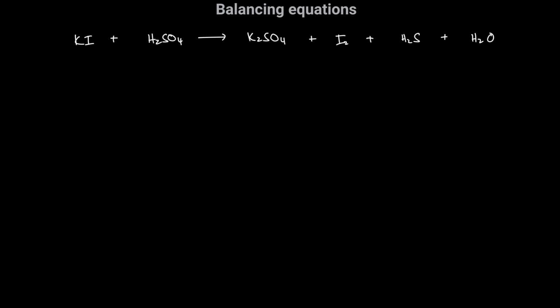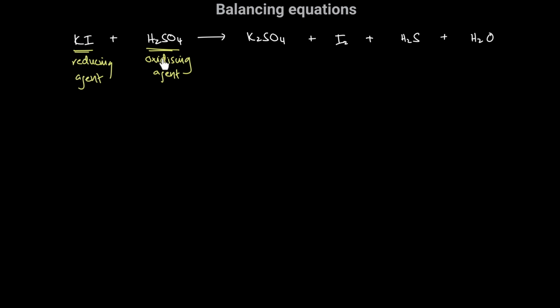So the first thing we do here is we identify the oxidizing agent and the reducing agent, right? Over here, iodide is the reducing agent because iodide is being oxidized, right? The oxidation number of iodine is -1 here, right? In I-, and then in iodine it's 0, okay? So potassium iodide is the reducing agent, right? It undergoes oxidation, which means that sulfuric acid is the oxidizing agent. It undergoes reduction.